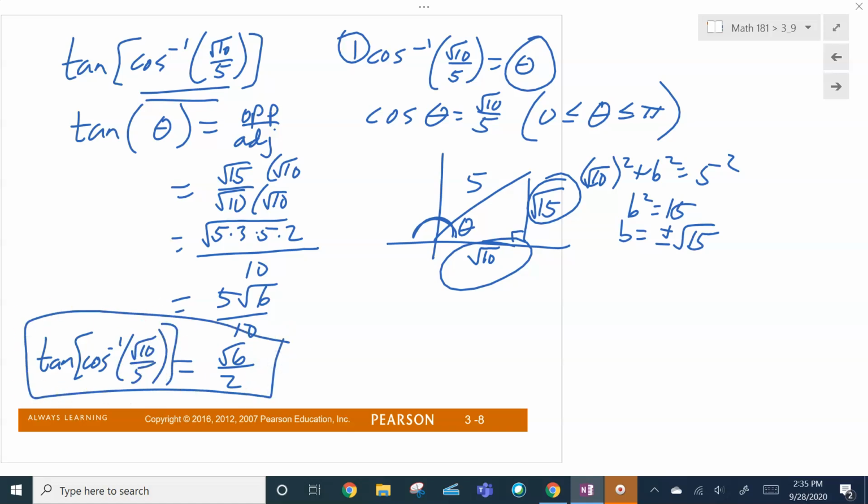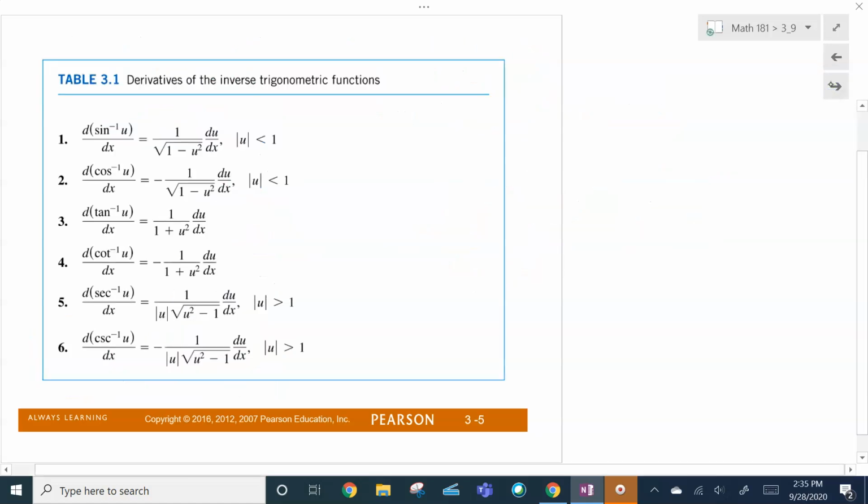Okay, that's just a little review of our inverses. Now, the calculus part of this. So here are the derivatives of the inverse trig functions. I don't expect you to memorize these. You can look back at the formulas and use those as you go through.